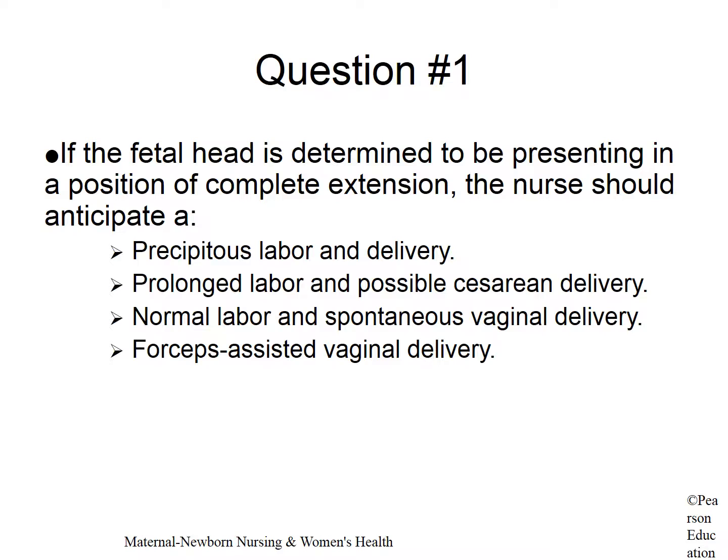So here's our first question. If the fetal head is determined to be presenting in a position of complete extension, the nurse should anticipate: 1, a precipitous labor and delivery; 2, prolonged labor and possible cesarean delivery; 3, a normal labor and a spontaneous vaginal delivery; or 4, a forceps-assisted vaginal delivery.